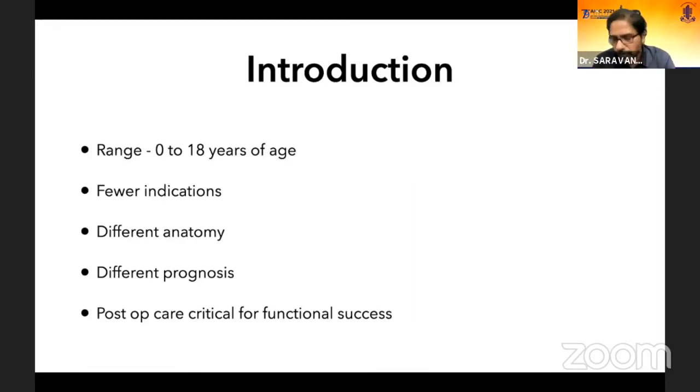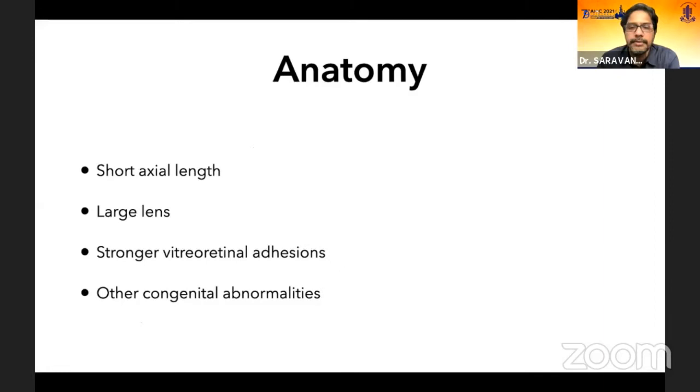So we saw a lot of nice videos and surgical descriptions of how to operate on adult eyes. But when you're dealing with children, the age ranges from anything between 0 to 18, but in our hospital it is usually less than 16. There are a little bit fewer indications, and one thing we have to keep in mind is the different anatomy, and obviously the varied prognosis depending upon the disease and the stage at which the patient presents to the clinician. Also very important is the post-operative care as regards visual amblyopia treatment; refractive correction and amblyopia treatment are very critical.